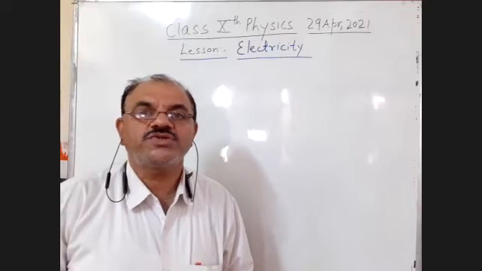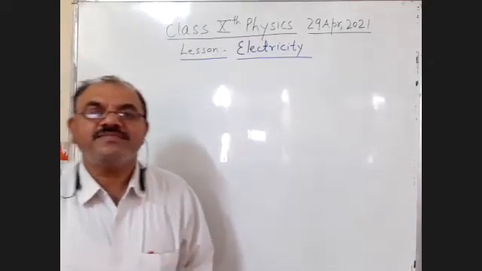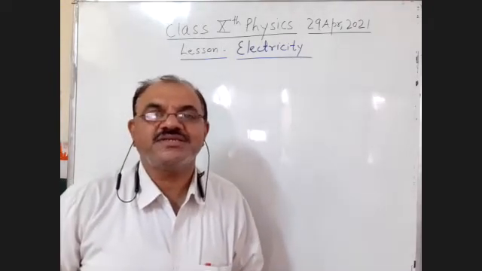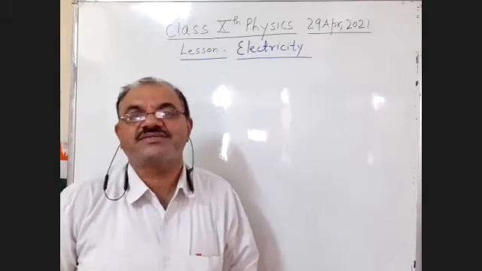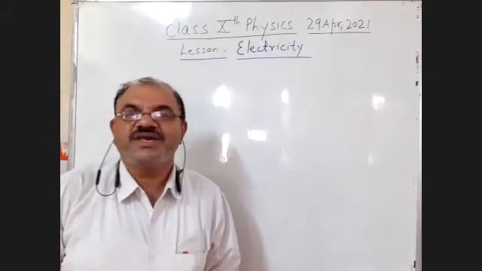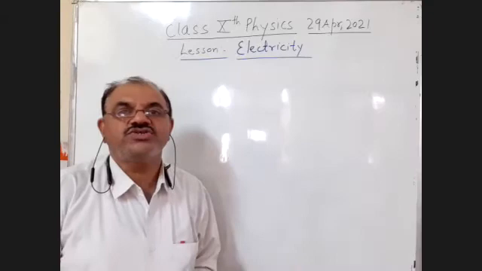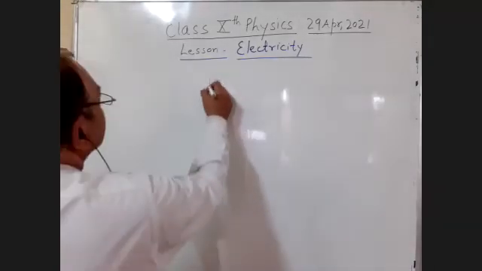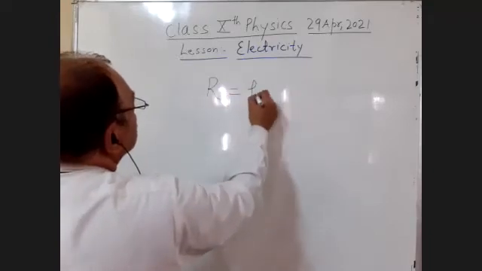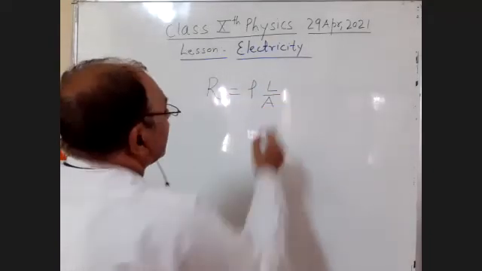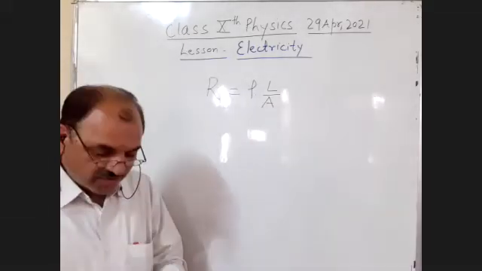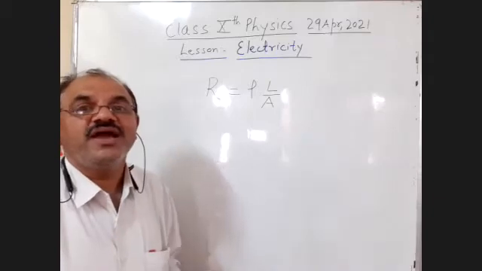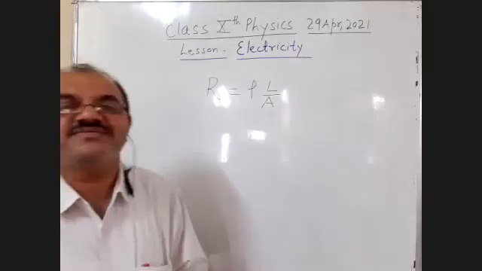Good afternoon, students. Yesterday, we discussed what factors the resistance of a conductor depends on. Based on that, we have already solved many numericals. The formula is R = ρL/A. Students, today we will go into the details of this formula and what it signifies.